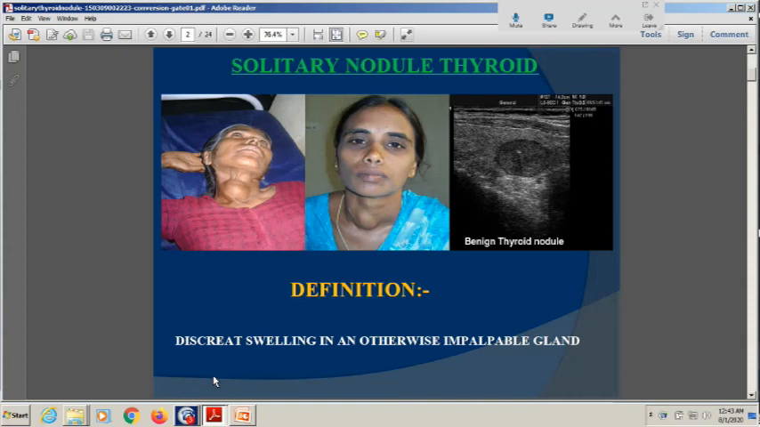Now what is a solitary nodule? If there is only one nodule palpable by palpation, without any palpable abnormality in the remaining gland, that is your solitary isolated nodule.